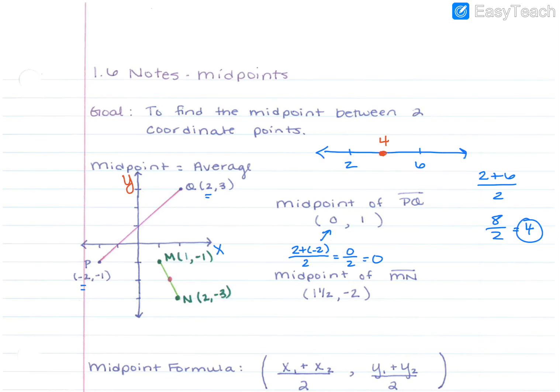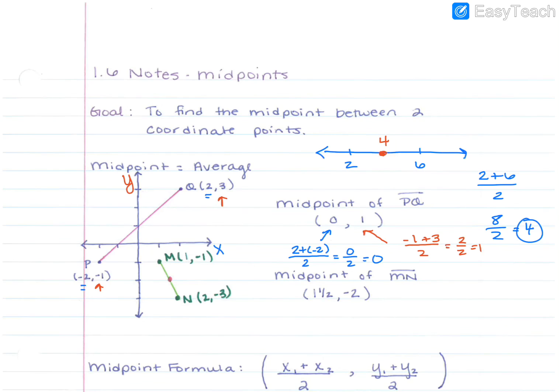Then for the Y coordinate, your Y coordinate is going to be -1 and 3. So we have to find the average of -1 and 3. So to find the average, you're going to take -1 and add 3 to it. We're going to divide it by 2. So that's 2 over 2, which is 1. So that's where 1 comes from.